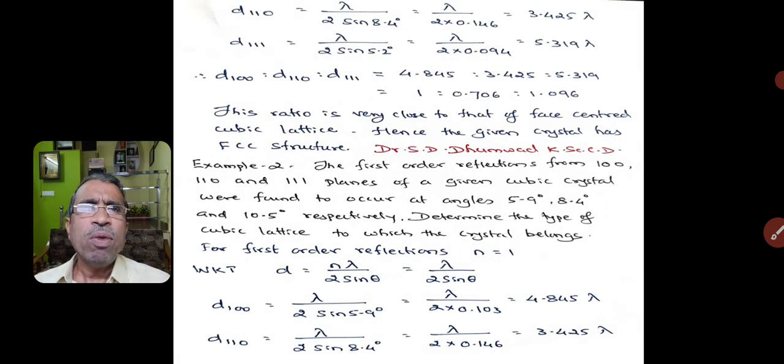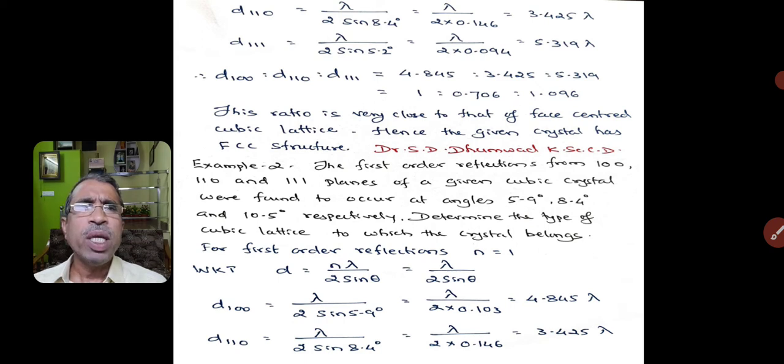So for d110, the angle is 8.4 degree. Substitute that value, you get 3.425 lambda. For the d111 plane, we get 5.319 lambda. In all the cases, lambda is a constant, so it is taken out. The ratio d100 is to d110 is to d111. The d values are 4.845 is to 3.425 is to 5.319.